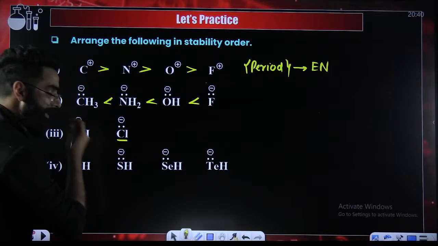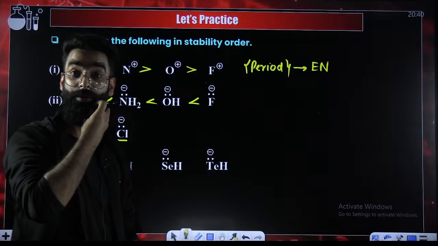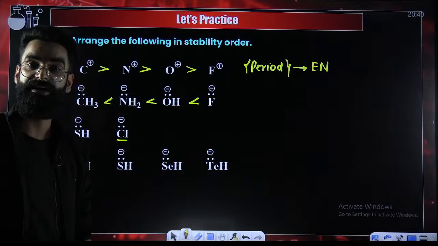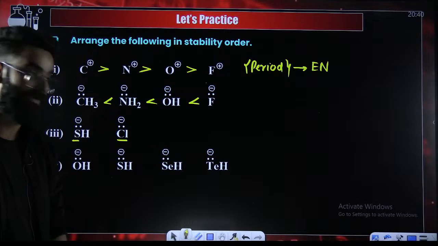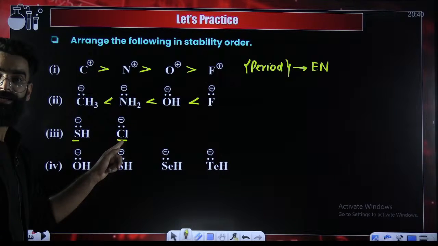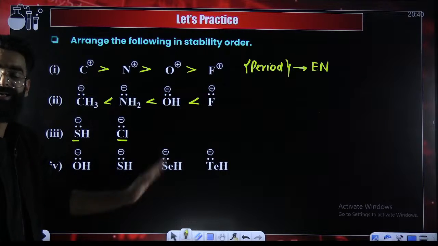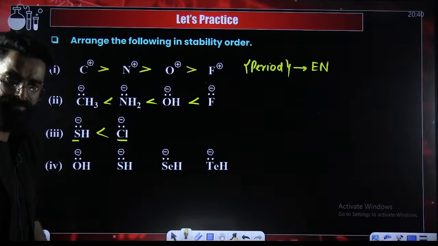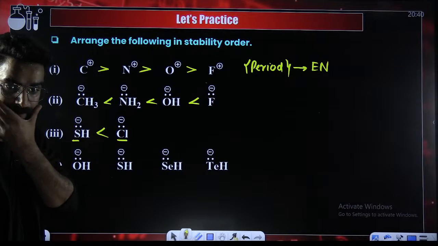Look at the next one. Sulfur carrying negative, chlorine carrying negative. Again, they belong to the same period. Talk in terms of electronegativity. This is group 16, sulfur. Chlorine, that's group 17. So from 16 to 17, left to right, electronegativity increases. And negative charge is more stable on the more electronegative. Simple. Done and dusted, right?